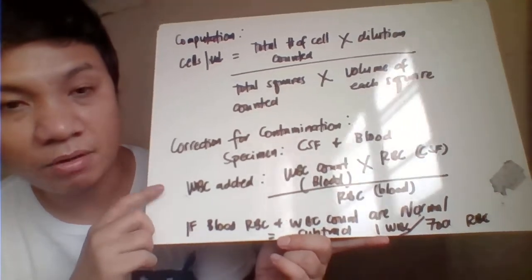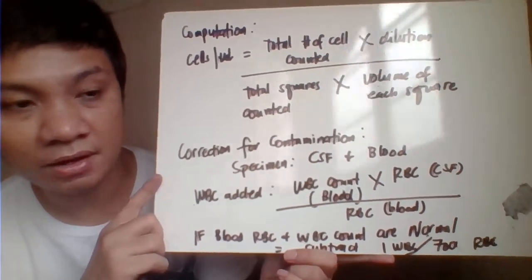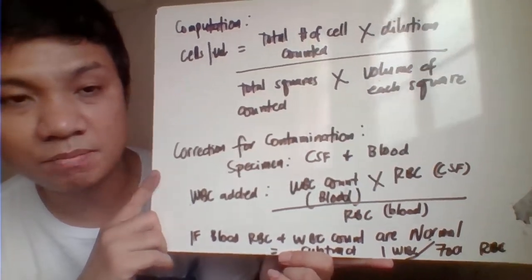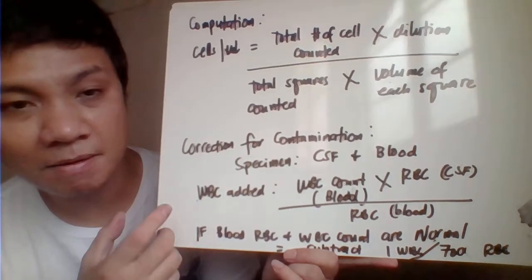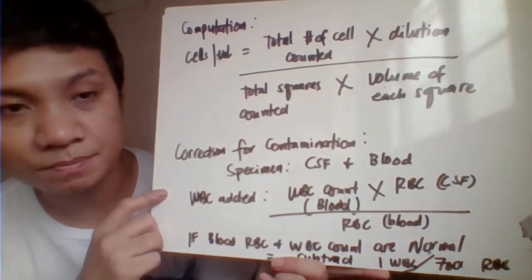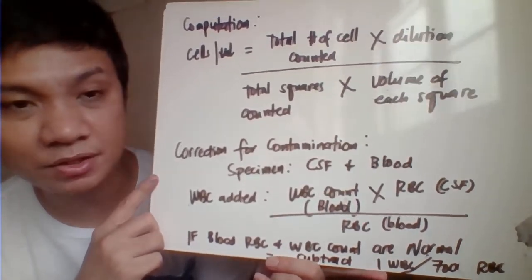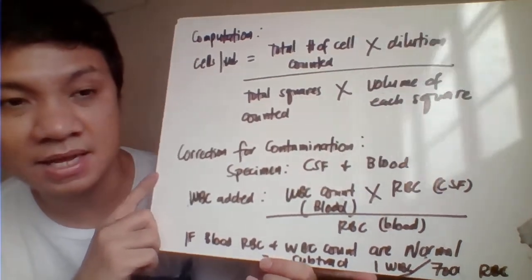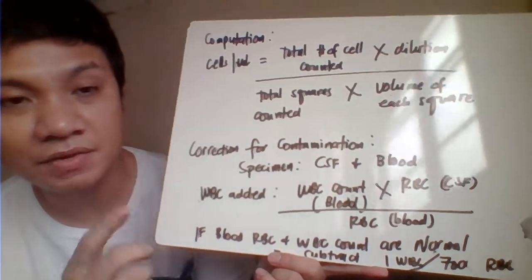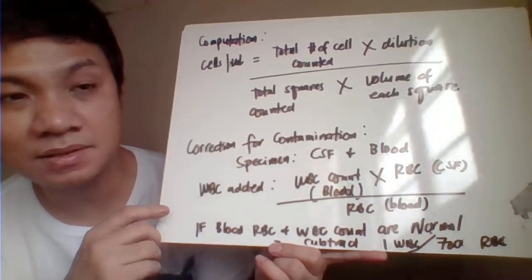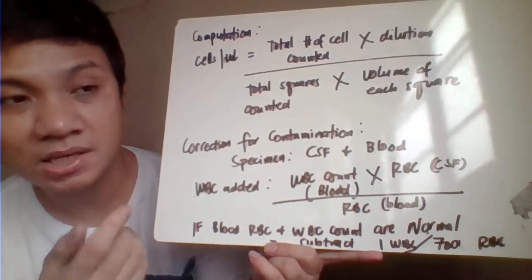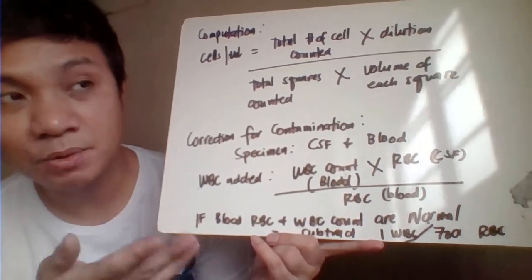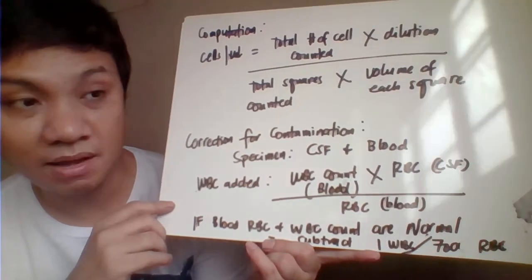And another one, you need to have your necessary correction for the contamination because of the artificial introduction of WBC. So sometimes, if our puncture is traumatic, we could introduce WBC during the collection process, which should not normally be part of our count, because again, it is only artificially introduced when you collect the specimen. It's not an actual WBC present in the CSF.